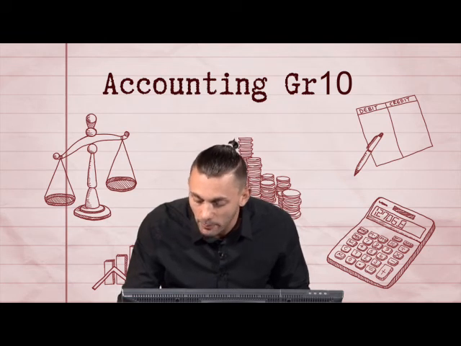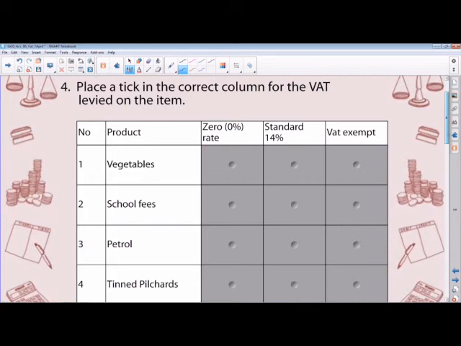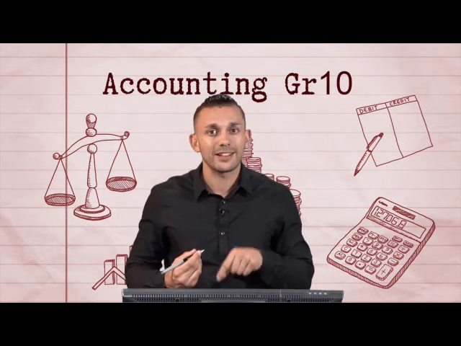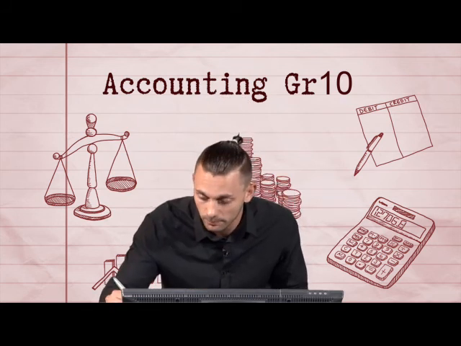Now let's go back over to a few questions. Number 4, your question number 4 for today will be: place a tick in the correct column for the VAT levied on the item. Now I gave you a list of items and we're going to do 5 items at a time. So let's look at the very first 5 and then you just need to put a tick into the correct column. So let's look at them.